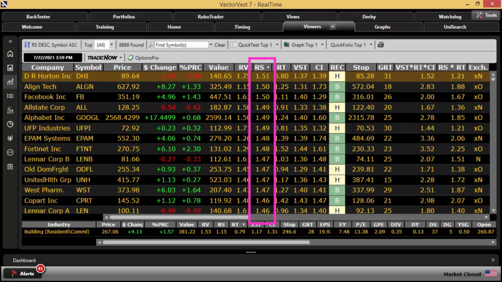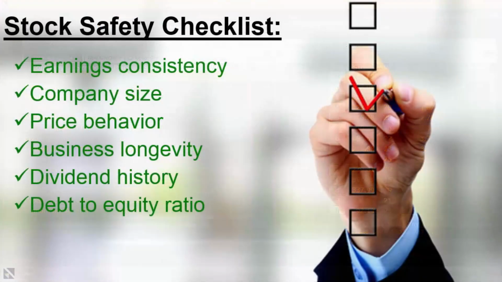RS is a very smart indicator which looks at many things. It looks at earnings consistency, the company size. It also factors in the stock's price behavior, as well as the company's business longevity, its dividend history, and its debt-to-equity ratio. Basically, that one indicator is doing a lot of work for you, so you don't have to.